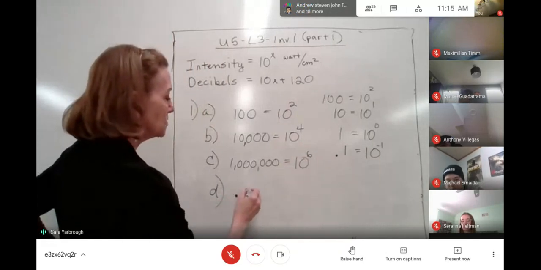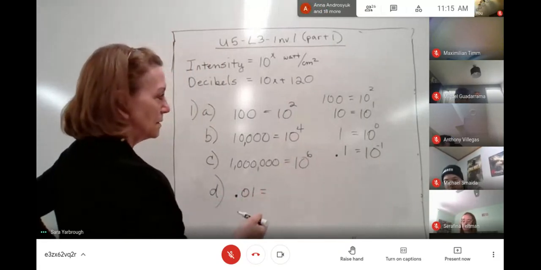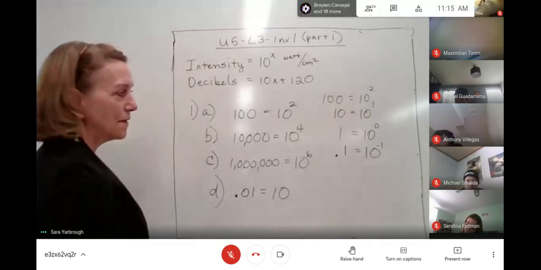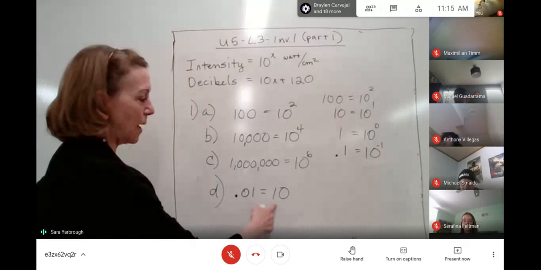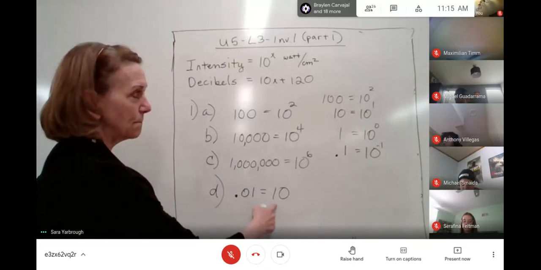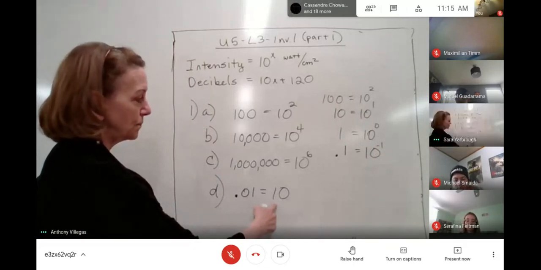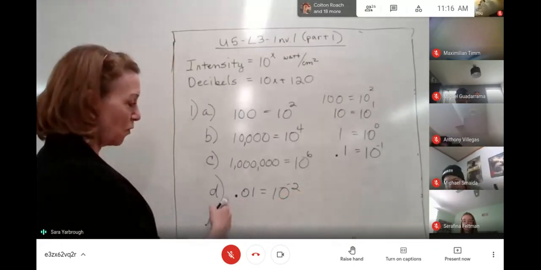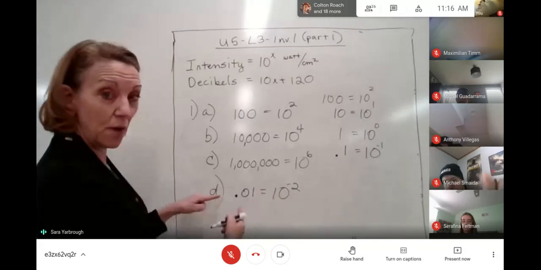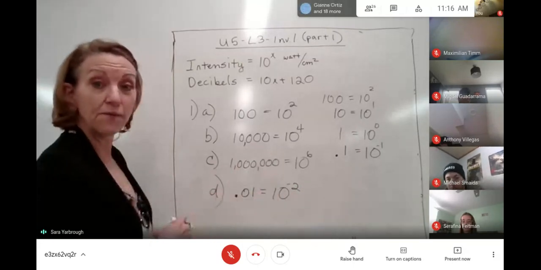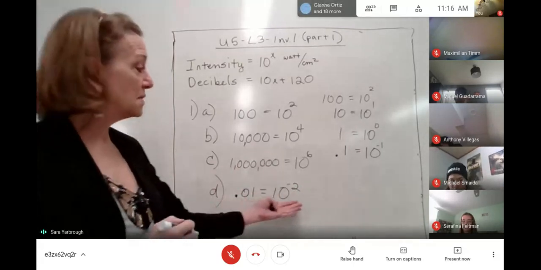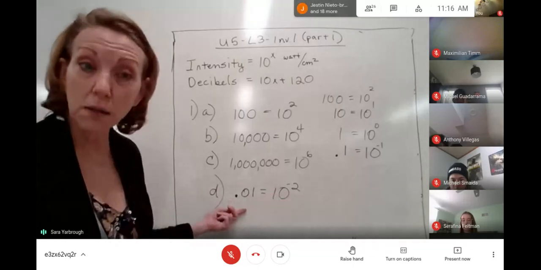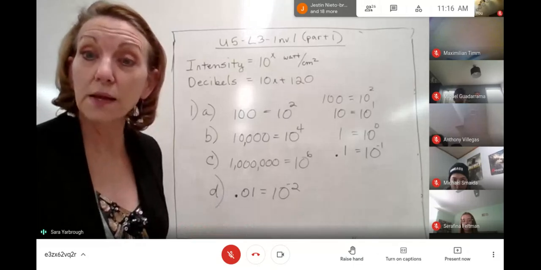Now I want to go 0.01. That would be 10. Just follow the pattern. What would that be? 10 to the what? -2. Right. And if I move the decimal over one more place, it would be -3. One more place, it would be -4. Okay. So this illustrates nicely how we can use powers to represent very small numbers. It just means your exponents are negative.